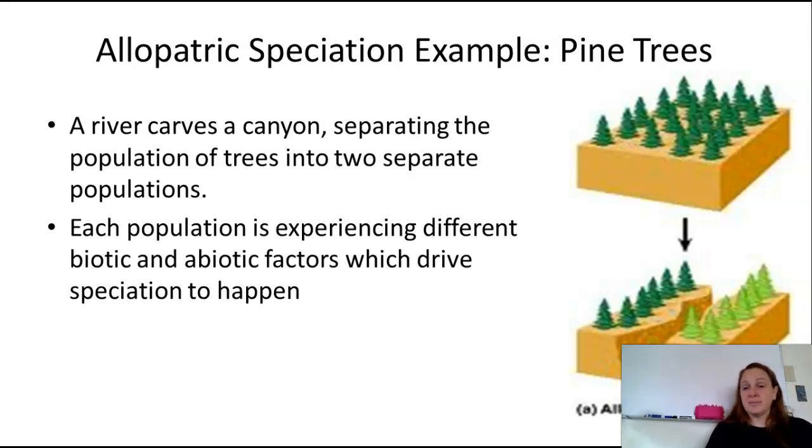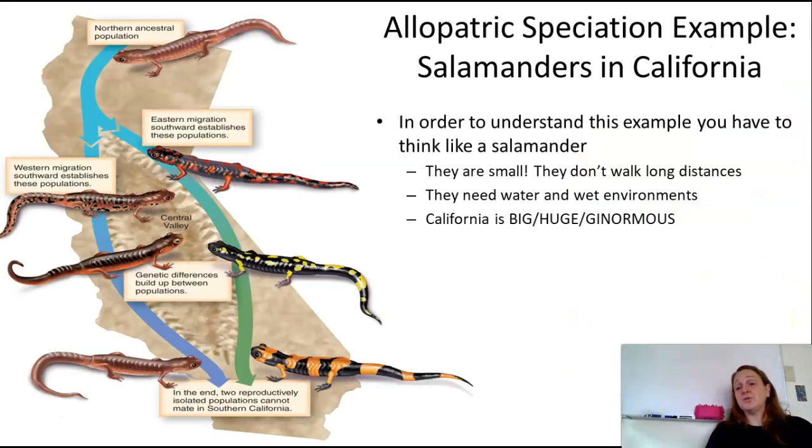And so in our population of pine trees being separated here by the canyon, we know that on either side of the canyon, our species are going to experience different abiotic and biotic factors. That's going to be the selective pressure for changing genes or changing gene expression, developing mutations, all of the things that can lead to speciation. After a period of time, we get two very separate and distinct species.